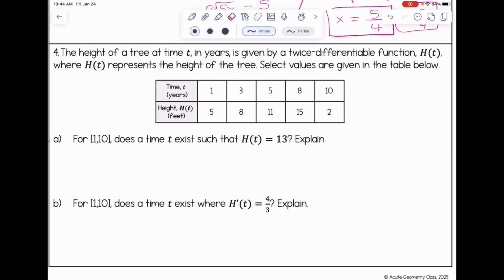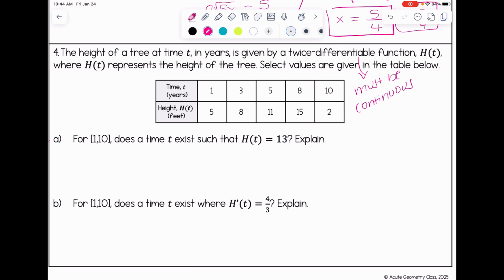All right, let's take a look at number 4, a bit of an application question. It says the height of a tree at a time t in years is given by a twice differentiable function, h of t. Let's just recall for a second here before I even continue that if a function is differentiable, that tells me that it's also continuous. So I'm going to have to reference that in a little bit. h of t represents the height of the tree, and we have select values given to us in the table here. So part A, for the closed interval 1 to 10, does a time t exist such that h of t equals 13? And then we're going to explain this here.